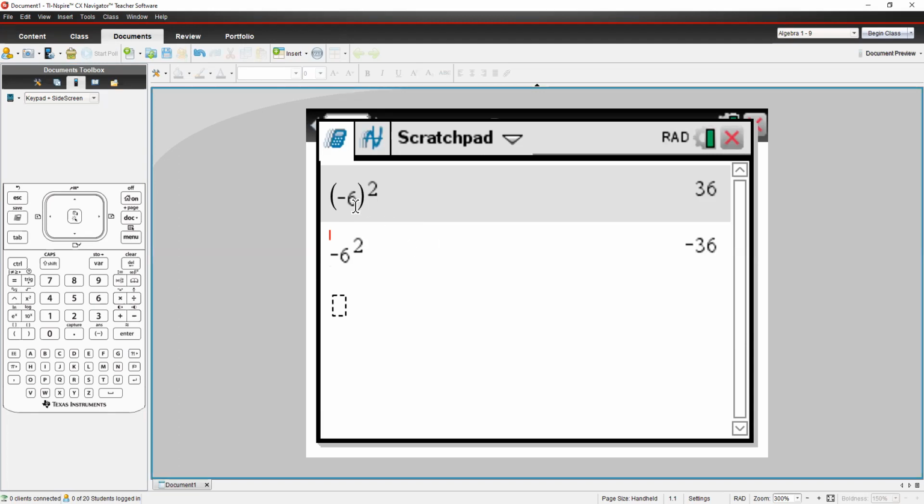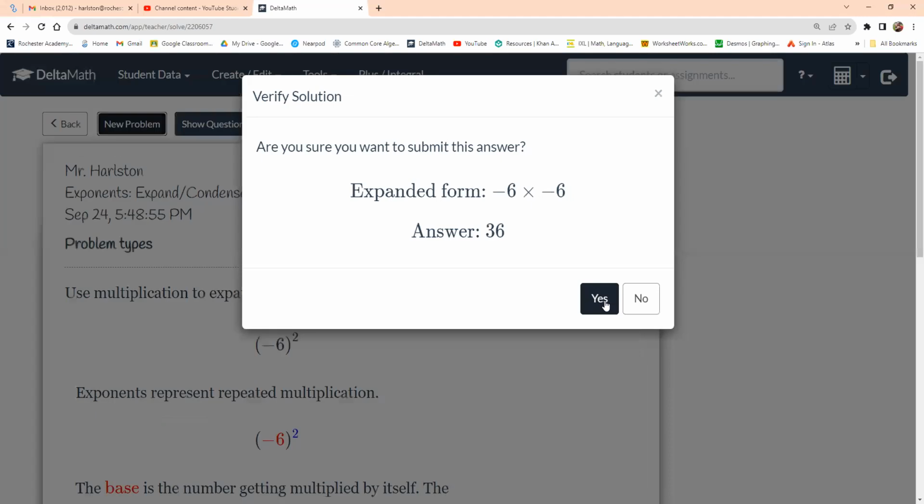When you have a negative base, it should go inside parentheses. It has to. All right. So let's go back to the actual question and finish it up. So we just go here, and that's right.